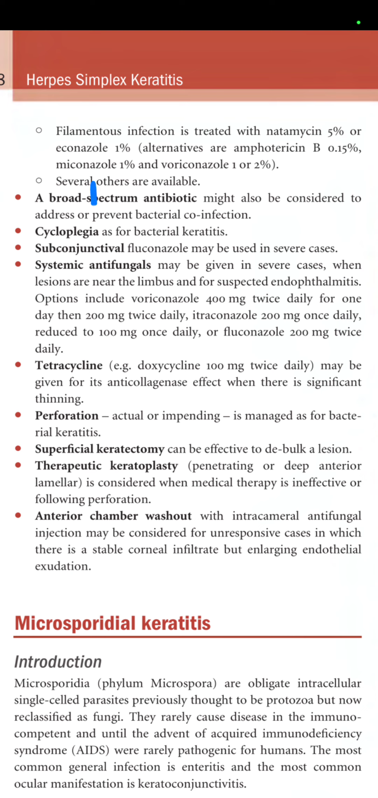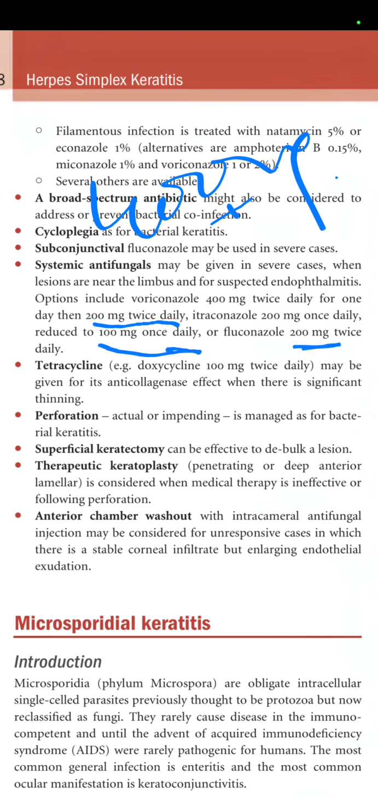So we give 400 mg twice daily for 1 day, and then we give 200 mg twice daily. Itraconazole 200 mg once daily, reduced to 100 mg once daily, or fluconazole 200 mg twice daily.